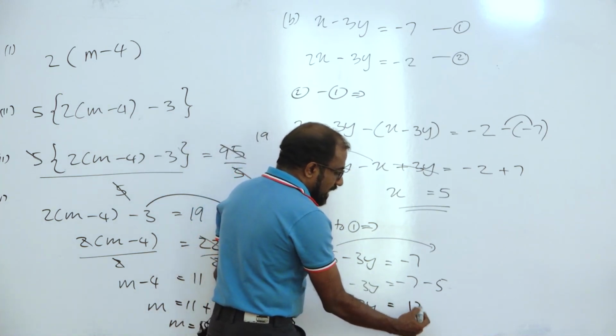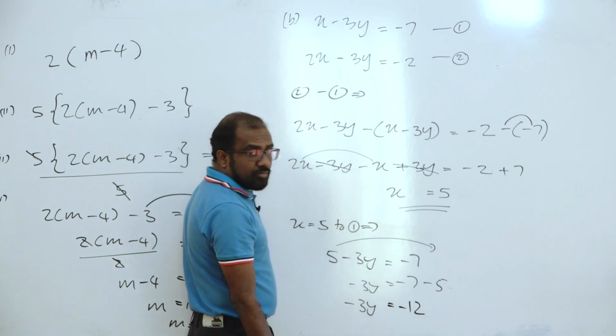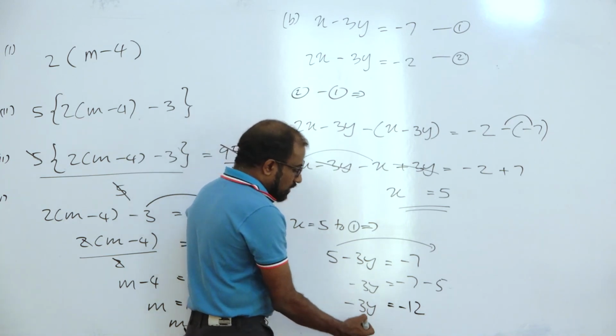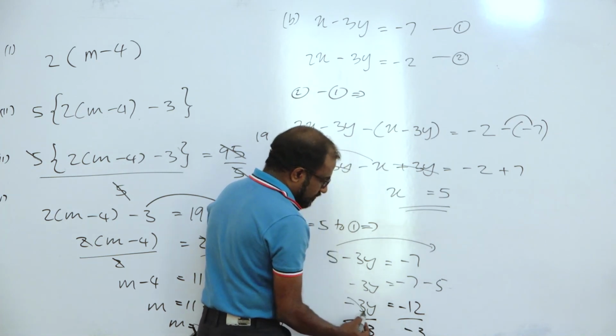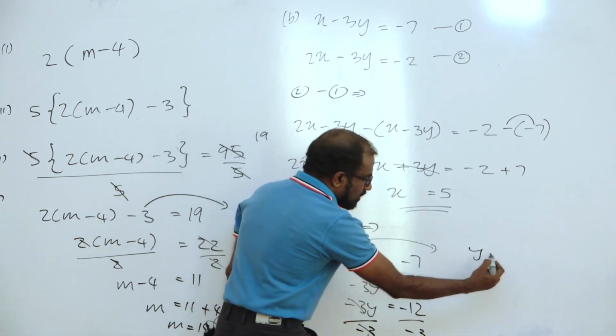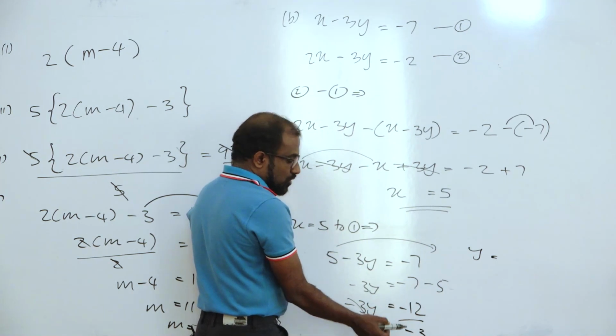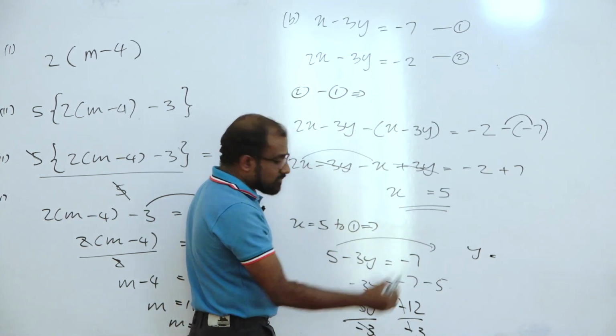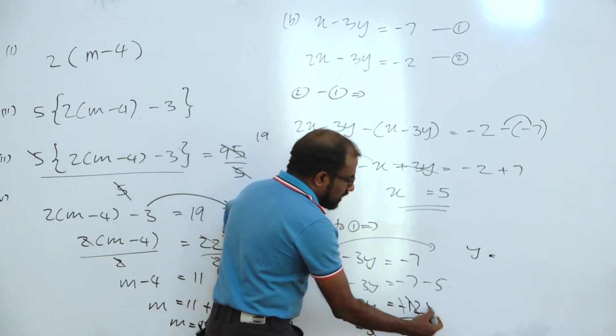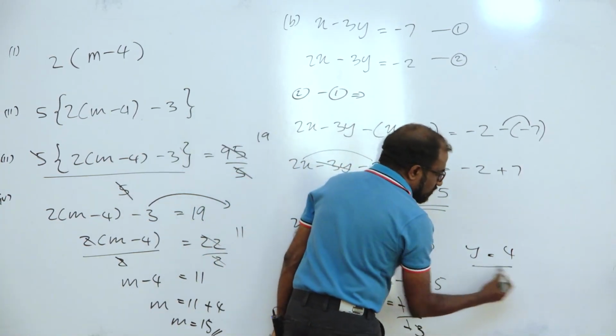Here, same sign add, and the symbol comes from the largest number. To find the value of y, both sides should be divided by minus 3. Y equals, simplify. When you divide, same sign plus. Minus minus, same sign plus. 12 divided by 3, 4 is the answer.